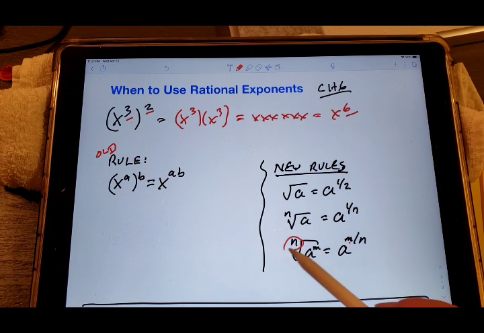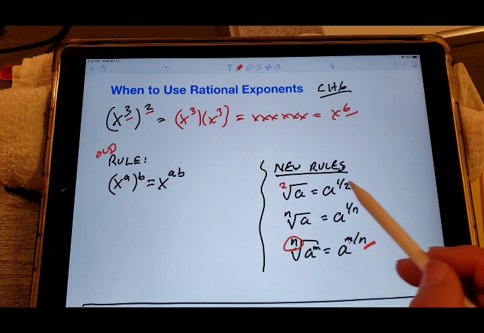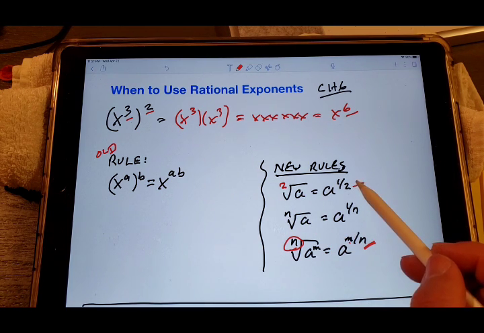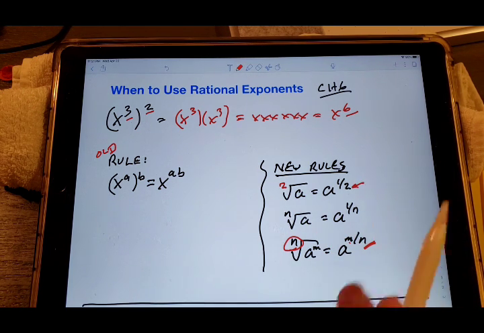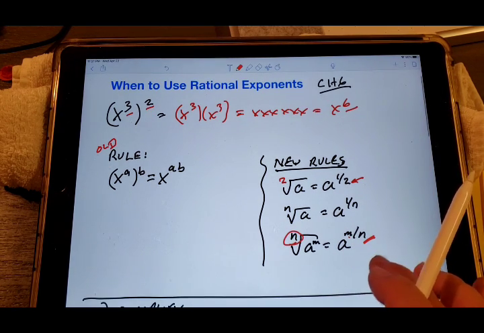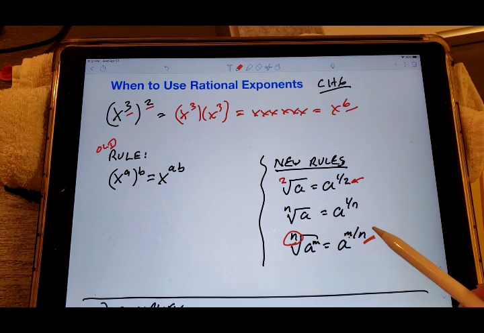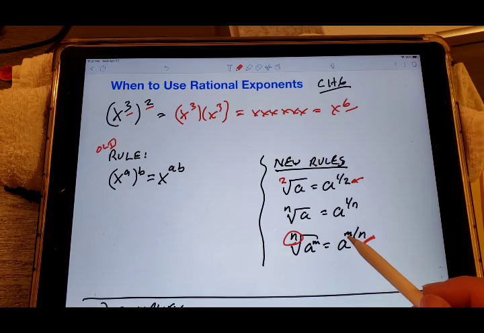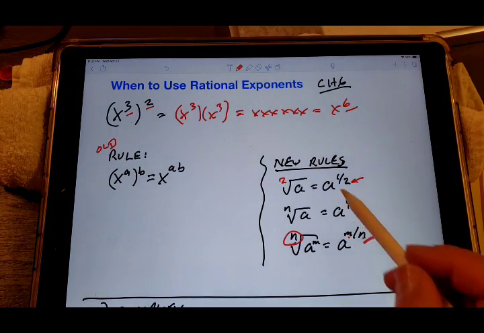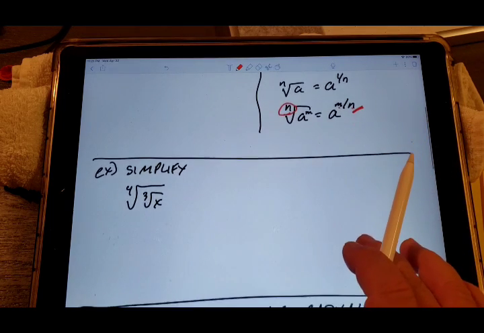So n is the index, we call it. That's going to be in the denominator. The invisible 2 in the index here has to be visible when we write it in the denominator here. So you get the idea. So these are new rules for Chapter 6. And by the way, we call this a rational exponent. It's like a fraction. Anytime you have a fraction, we can call that a rational number.